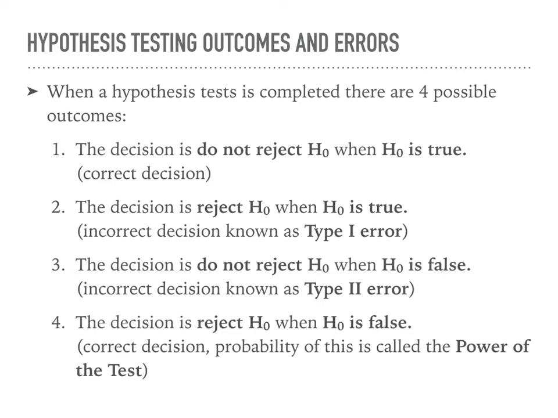The final decision is the decision to reject the null hypothesis, when in fact the null hypothesis is false. This again is a correct decision. And the probability of this occurring is called the power of the test.